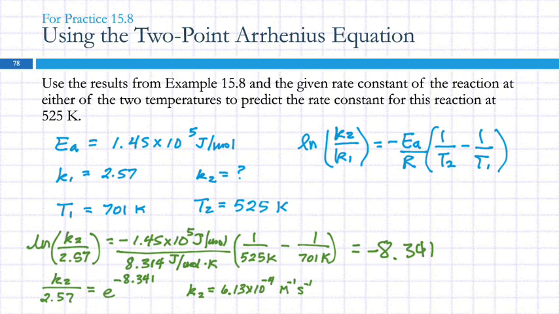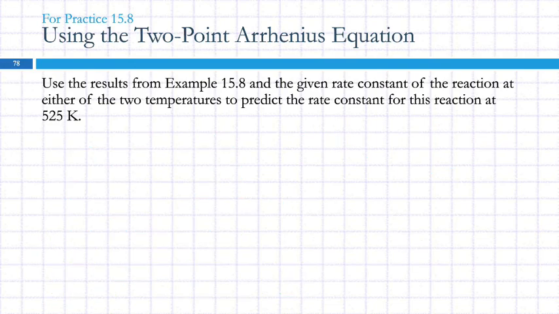Is that answer reasonable? We had a rate constant at 700 that was 2.5. 525 is lower in temperature. Do we expect the rate constant to get larger or smaller? Smaller. And it did, it got smaller. So that's not proof of anything, but it's encouraging. Ooh, that's also encouraging.